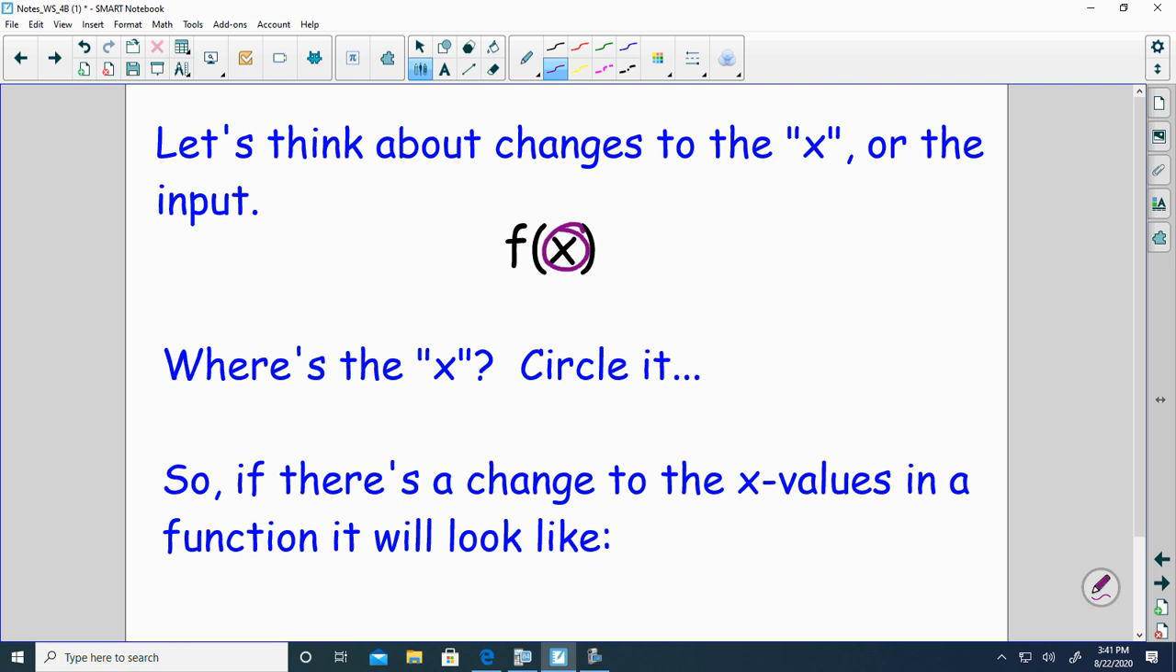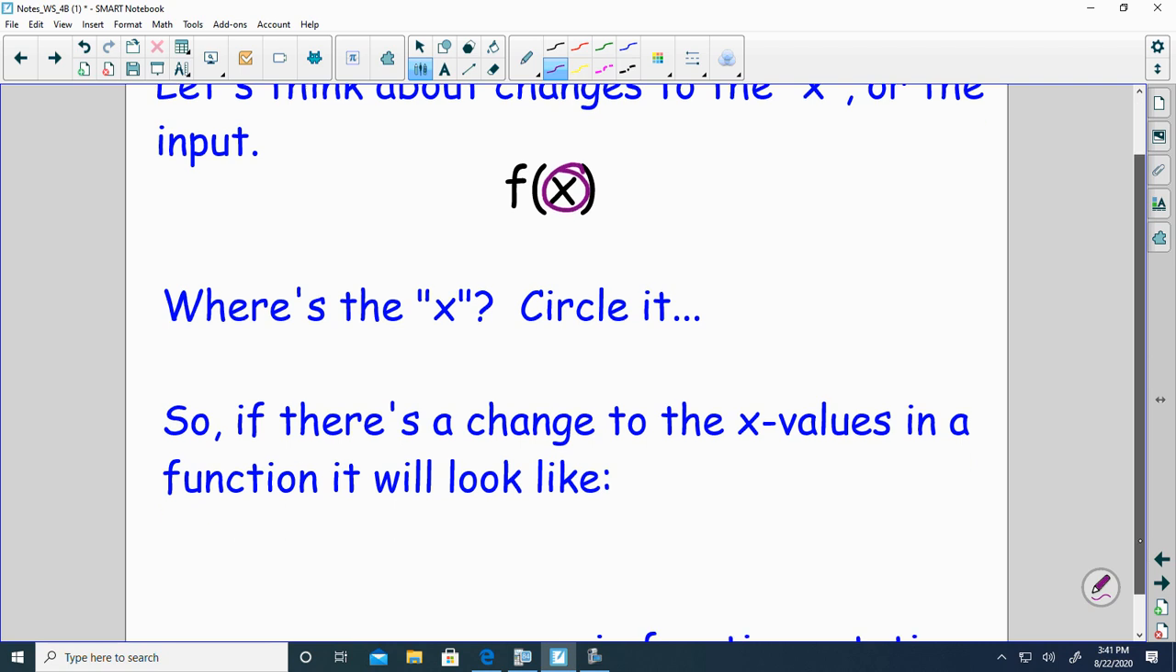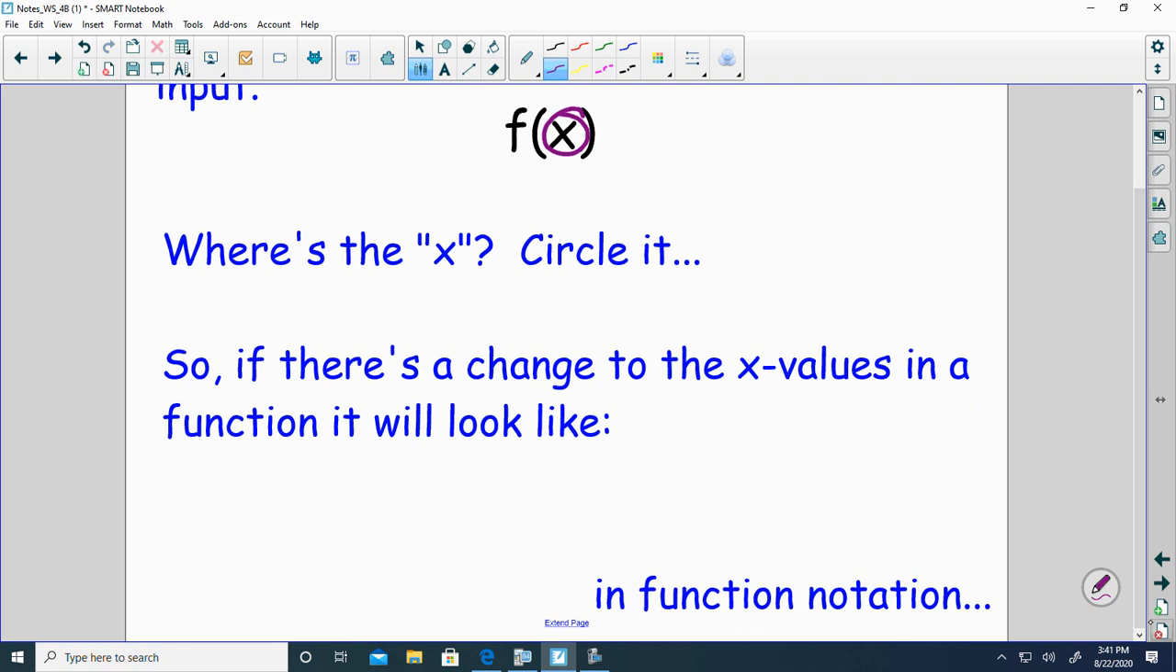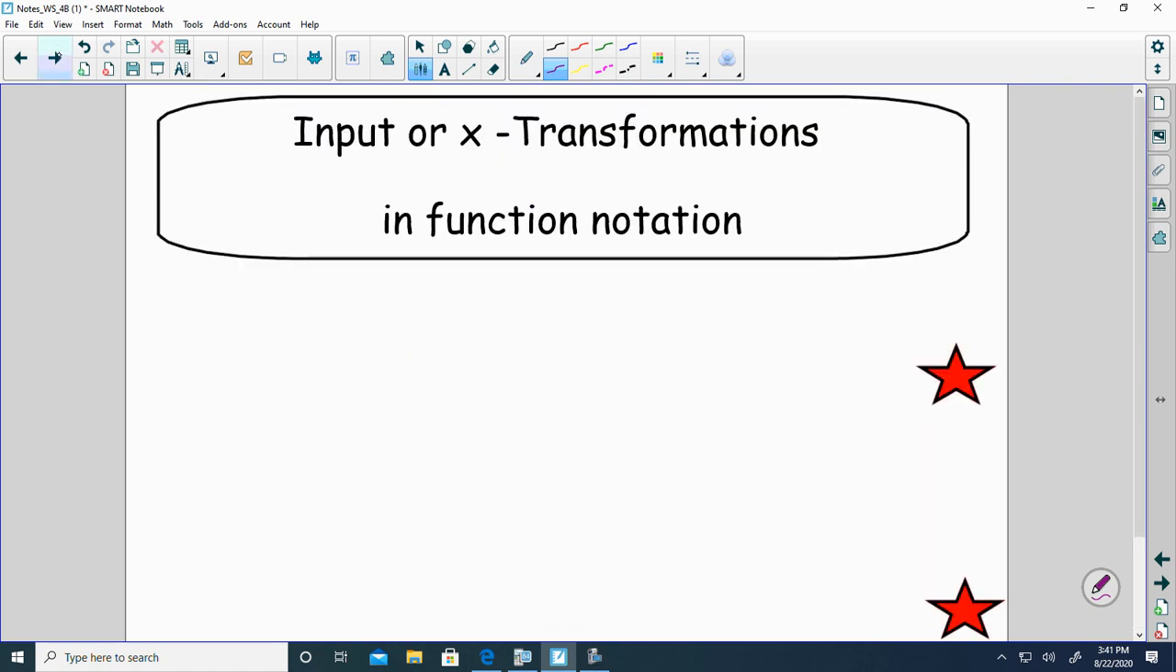Let's see. Is there anything down below that we're going to go to? Actually, I think I'm going to erase. Is there anything to erase here? We're going to pull out. So if there's something that's going to change in the x values, that means that here is going to change in the functional notation. So this is the part that's going to change. We're going to change the x, or the input. Input transformations in a functional notation.